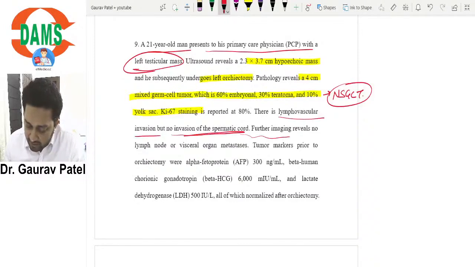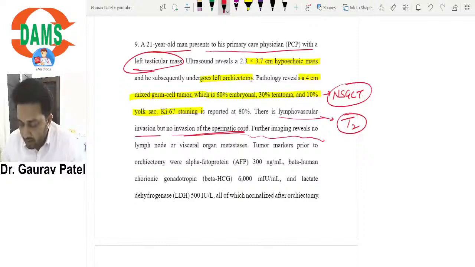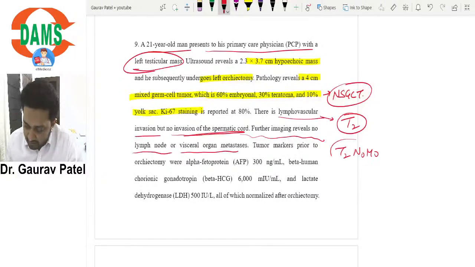So if there is invasion to the spermatic cord, it is T3. No lymphovascular invasion is T1. So this is coming under T2. Spermatic cord T3, involvement of the scrotum T4. Further imaging, no lymph node or metastasis. So this is T2, N0, M0. It will be stage 1 only. Stage 1 non-seminomatous germ cell tumor.